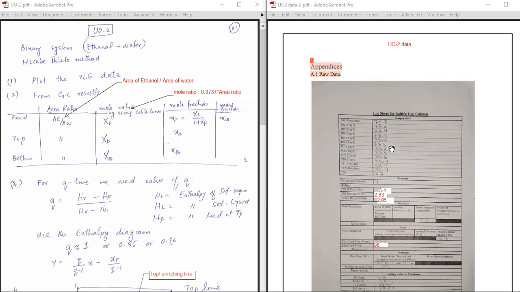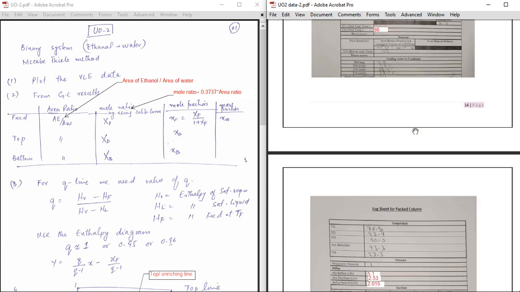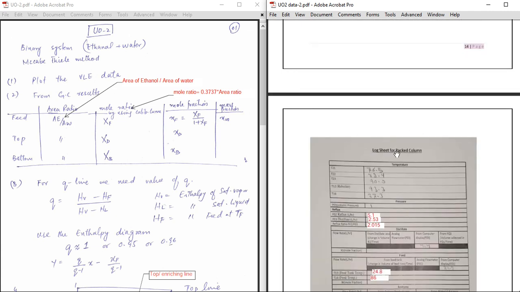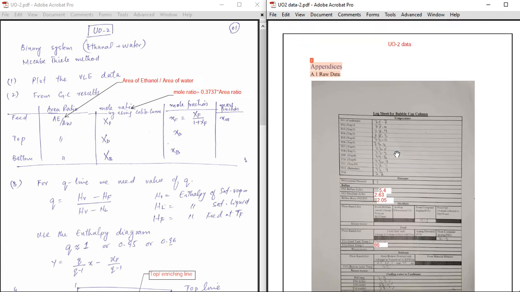First of all, you have the raw data, which is shown here, for the bubble cap and packed column. Let me remind you, in this experiment we are studying the binary distillation of ethanol-water mixture, and we are doing it in two different types of column, bubble cap column and packed column. If you have seen the demonstration video, we first conduct the experiment for the bubble cap column.